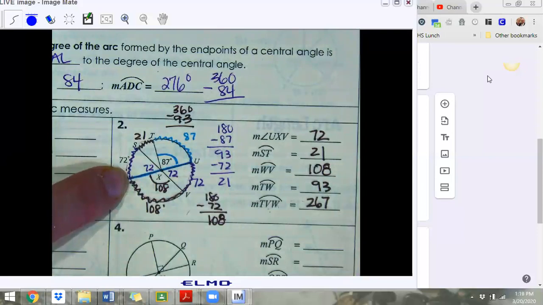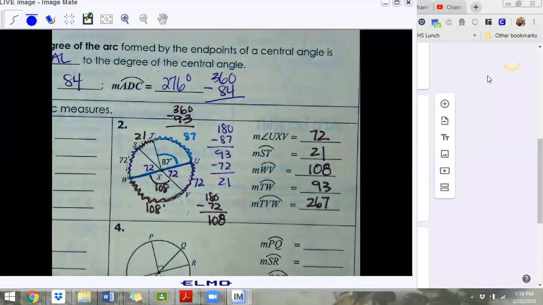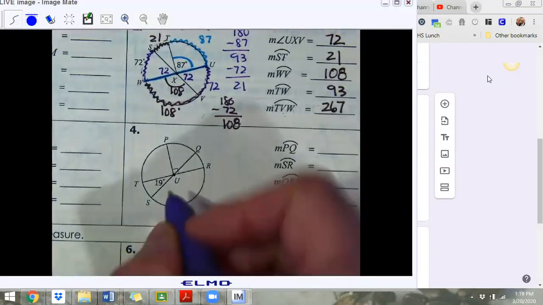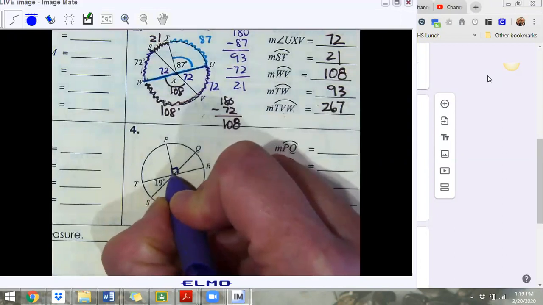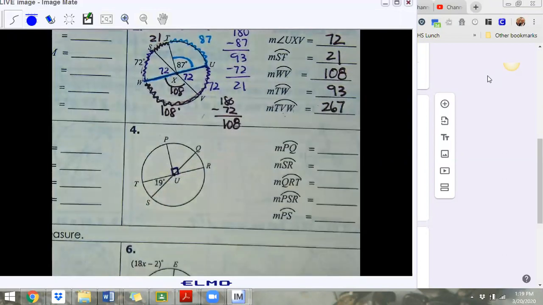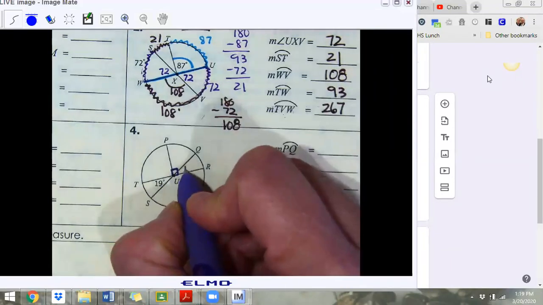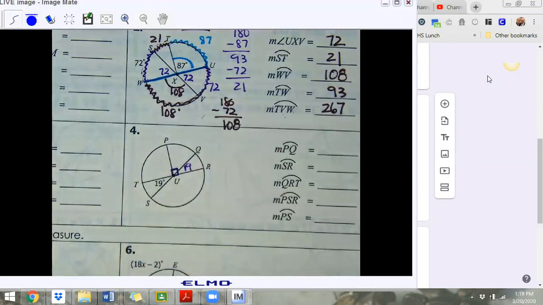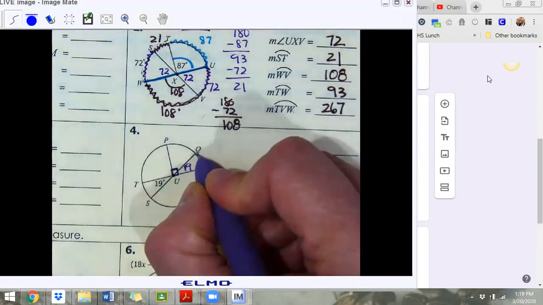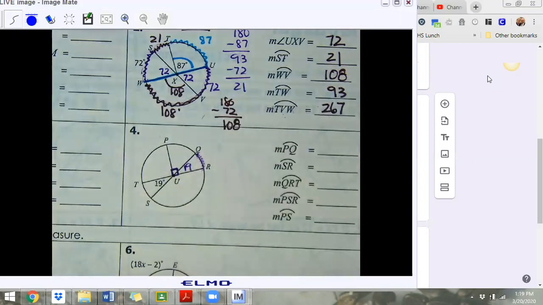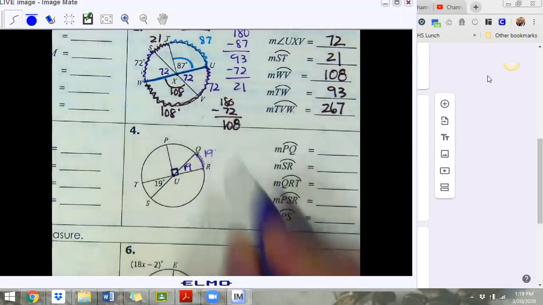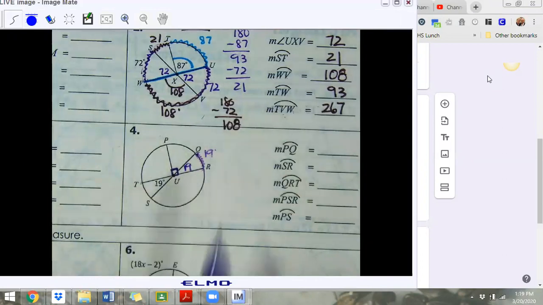Okay, questions there? Everybody good? Okay, I'm not gonna do them, but I'm gonna point some things out. So like on number 4, pay attention to the right angle indicator. And pay attention to vertical angles. So if this is 19, then that central angle is 19, which means that this arc is what? 19. And again, you can find some diameters in there, so pay attention to those diameters.